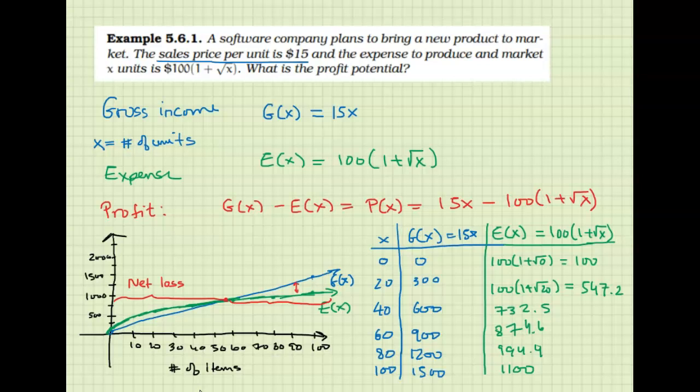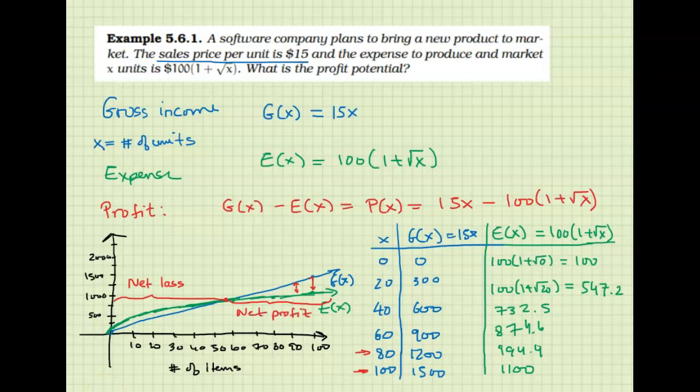So the profit is this amount of dollars. For example, for 80 items, you can have 1,200 minus 994.4, that would give you the profit. Or for 100 items, 1,500 minus 1,100, it's $400 profit. Okay, so this is when you're having a net profit.